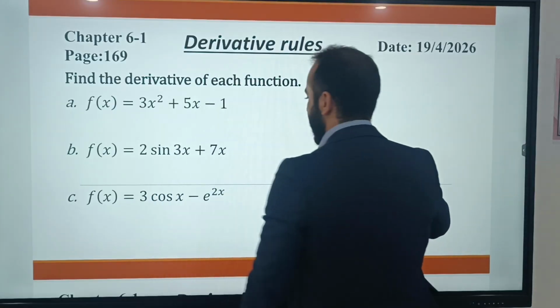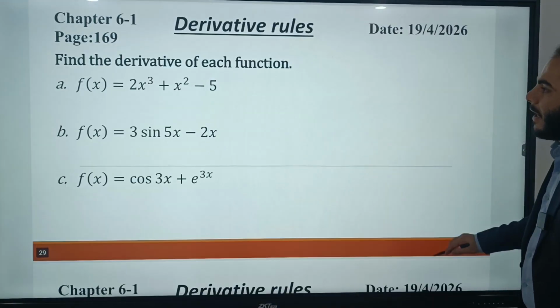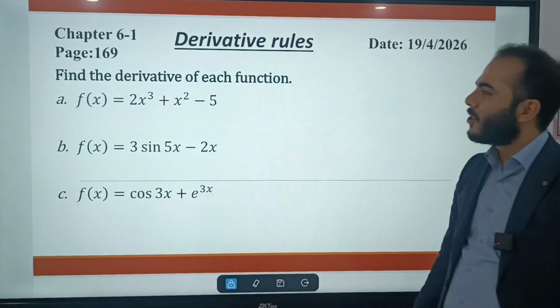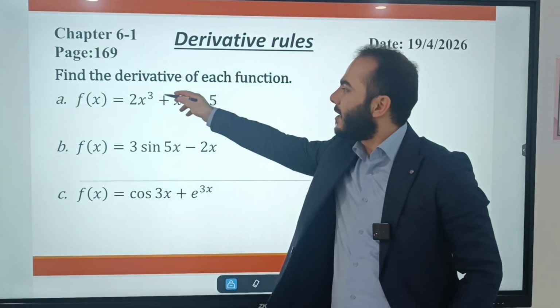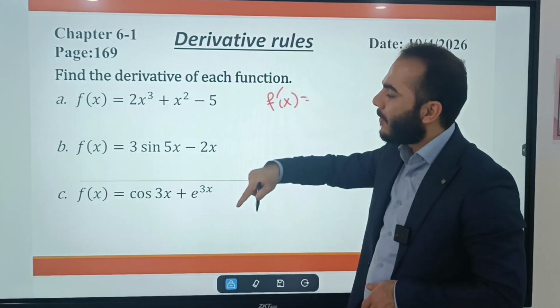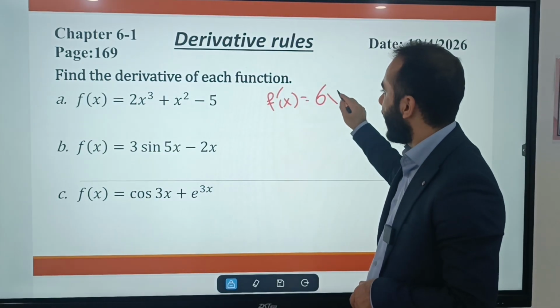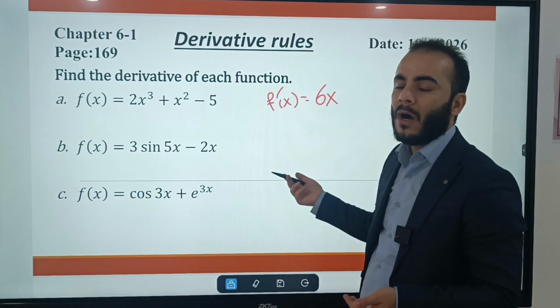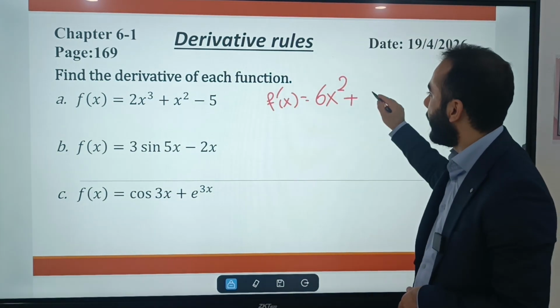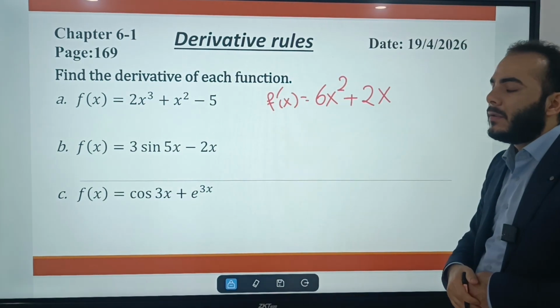Let's go to the next slide. Again, a bunch of questions regarding the derivative of a function that consists of different terms. So 2x powered by 3. Again, the derivative equals 3 comes down, 3 times 2, 6x powered by 1 less, 3 minus 1, 2. Plus the derivative of x squared, 2x.